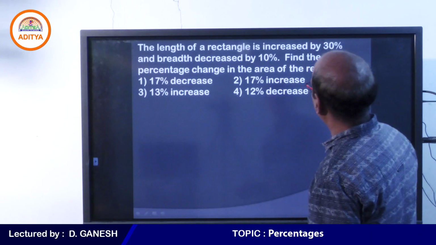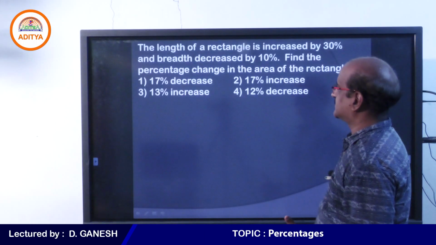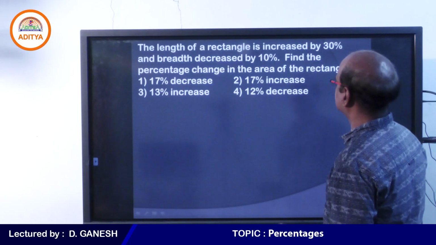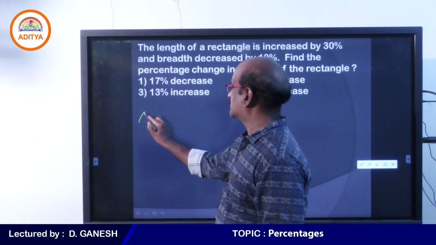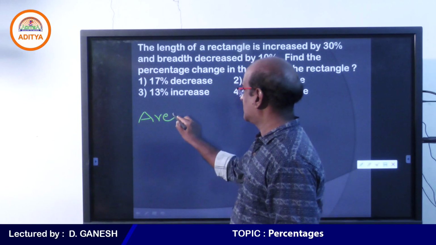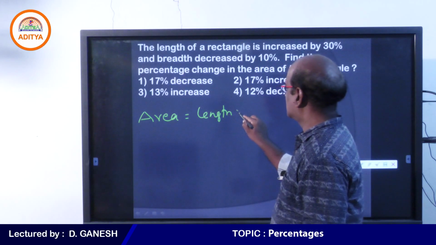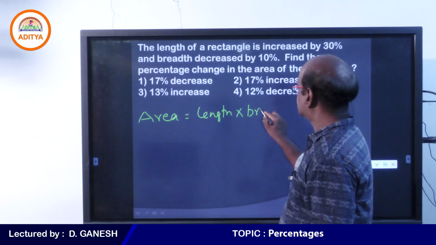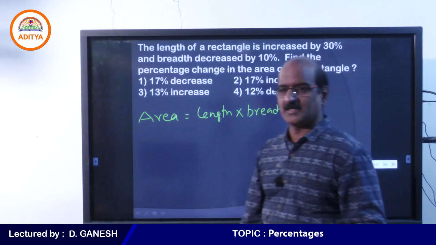The length of a rectangle is increased by 30% and its breadth decreased by 10%. What is the percentage change in the area of the rectangle? Student, please note down that area of rectangle depends on two things. One is length and then it is breadth. Area of the rectangle depends on length and breadth.